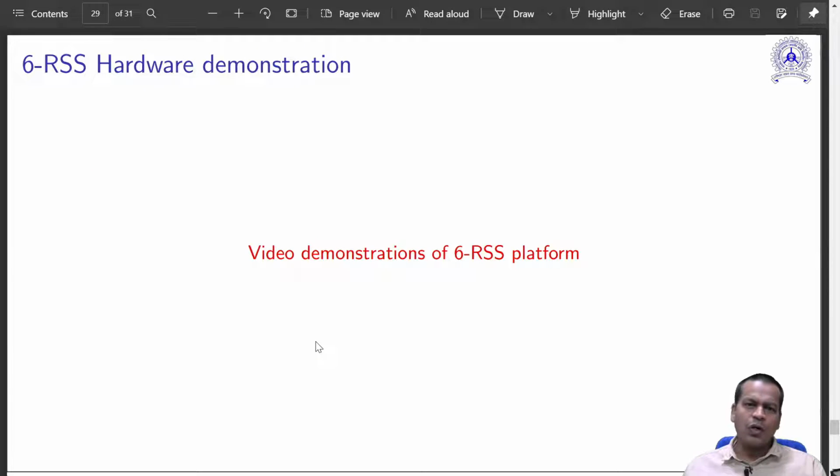Okay, so now again I'll show you some video demonstration of different applications of this type of actuator, the robots that we have made. Okay, so I'll just switch it on now.